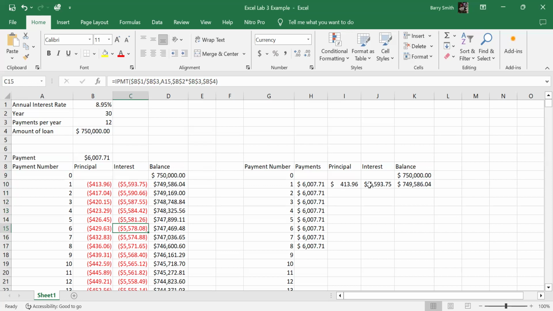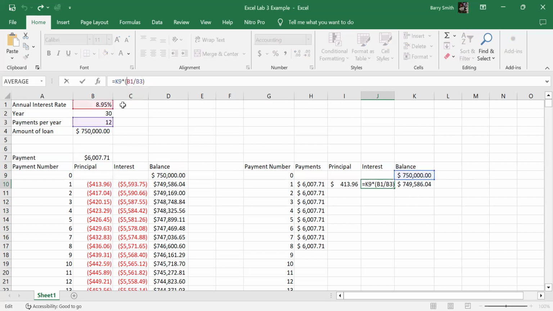Now, what about principal and interest? Well, the first thing we actually have to do is calculate the interest. We can't do the principal first. It's not one that we can do easily. So the interest is going to be taking our balance, which is our K9 in this case, times our B1 divided by B3. Again, we can't just do that. We have to put our dollar signs in here. Otherwise, we are going to have some weird numbers coming out of here.